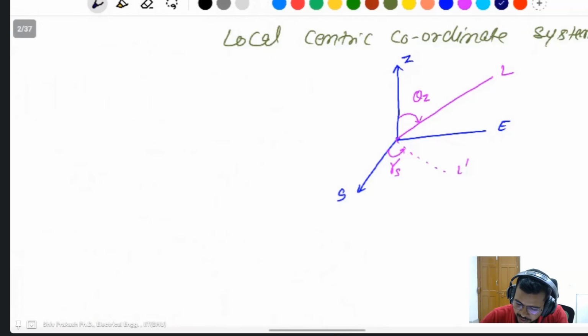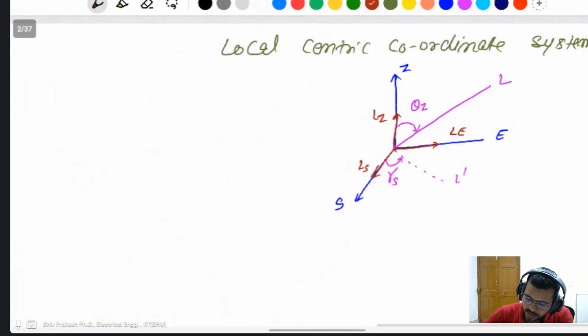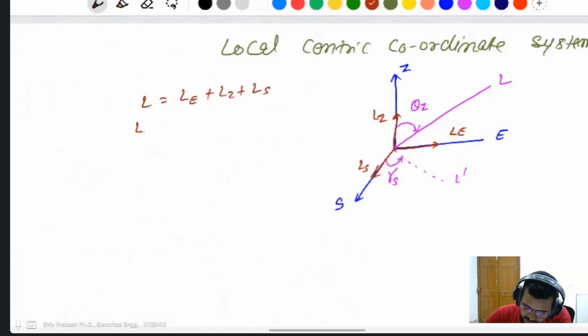And you can find all of the components, like LE, this one will be LZ, and this one will be LS. Written here, L is LE plus LZ plus LS. Same thing, LS is L dash into cos of gamma.